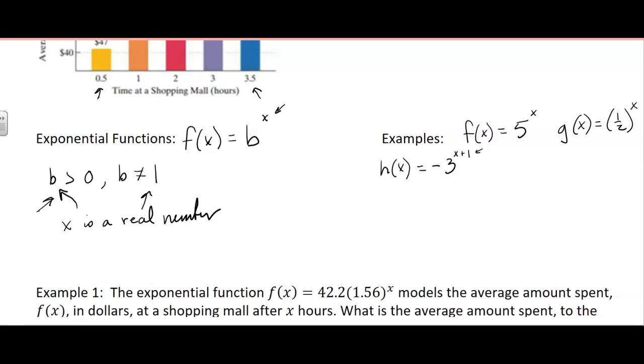You might be saying, hey, wait a minute, b is negative, but b is not negative. b is just 3. Remember, it's just the 3 that's being raised to that exponent, and the negative is in front of it. We'll talk about what happens when that happens.